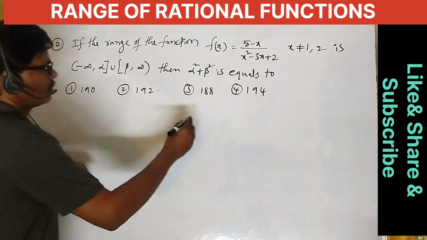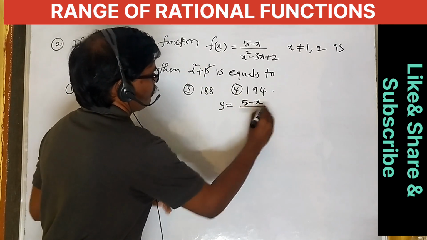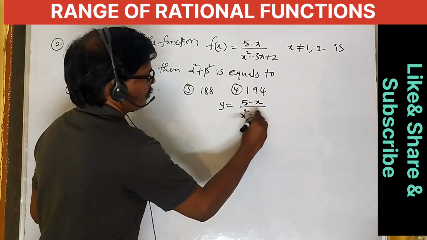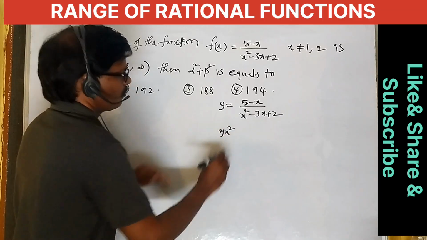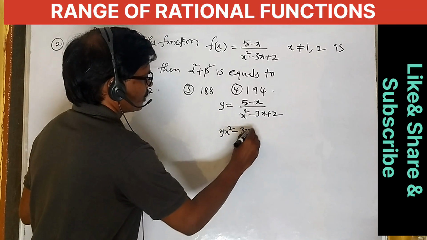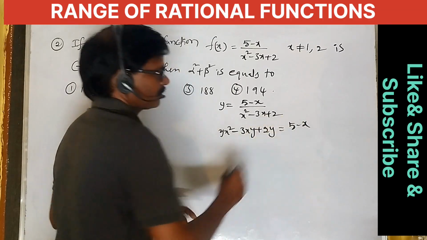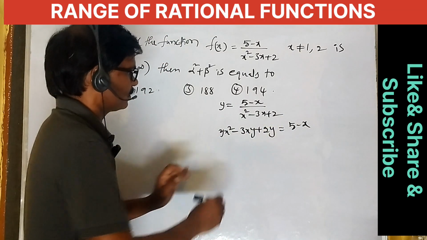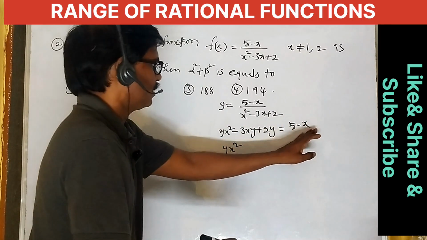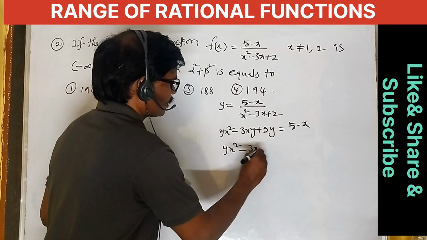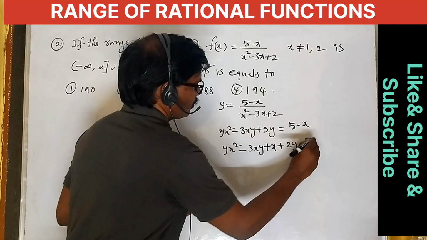Okay, listen here, this is the function. Take y = (5 − x)/(x² − 3x + 2). Cross-multiplying, yx² − 3xy + 2y = 5 − x. Taking everything to one side, yx² − 3xy + x + 2y − 5 = 0.